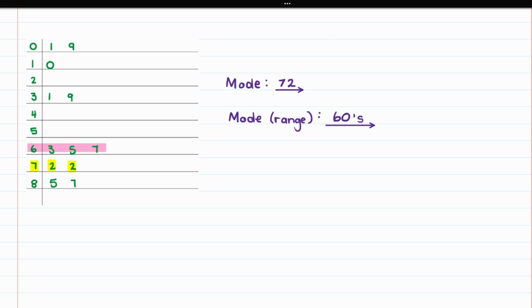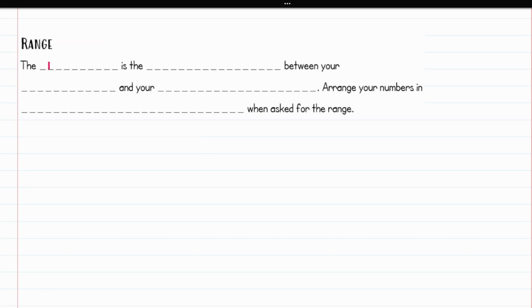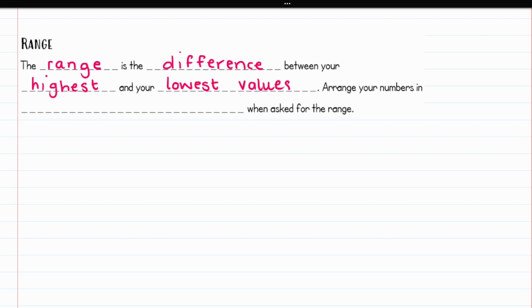Speaking of range, let's take a look at what that means. When we consider the range of an entire data set, we are looking at the difference between your highest and lowest values. To do this, you would arrange your numbers in ascending order.